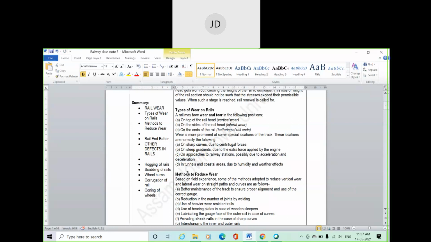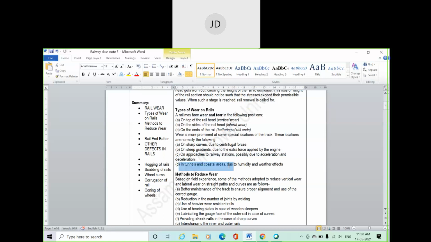That particular braking mechanism, in case of deceleration and the additional acceleration, also causes some extra friction or extra stresses in the railway faces or railway head. That means we can say on approaches to the railway station, even coming out from the railway station, there is a possibility of wear and tear of the rail.